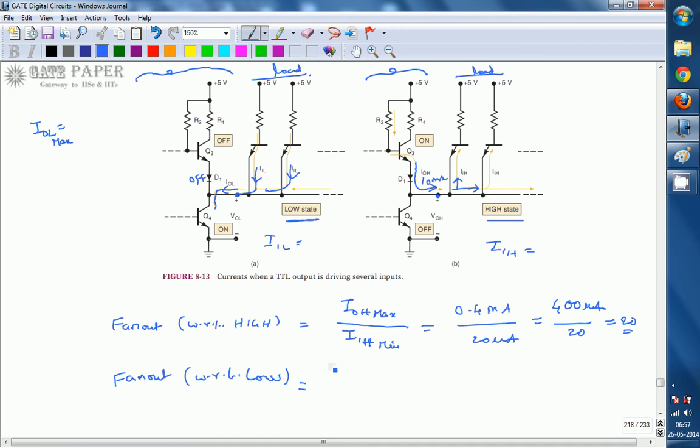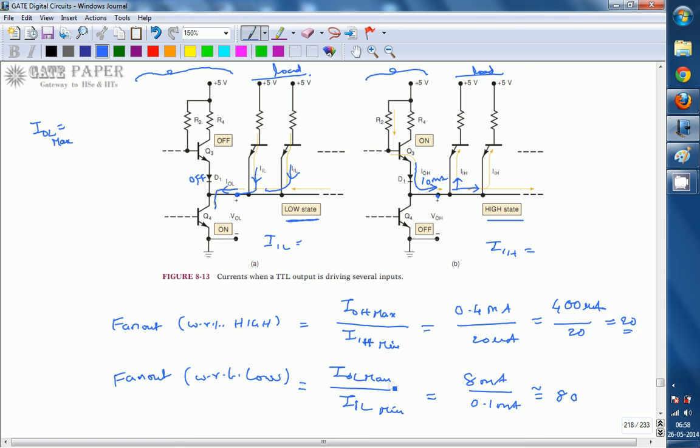And fan out with respect to low level is equal to IOL maximum divided by IIL minimum. So this is given as 8 milliamperes divided by 0.1 milliampere. So it is around 80. So with respect to low level you can connect 80 load gates.